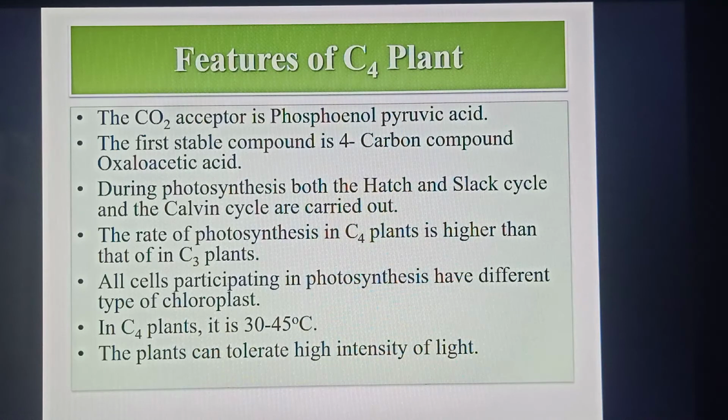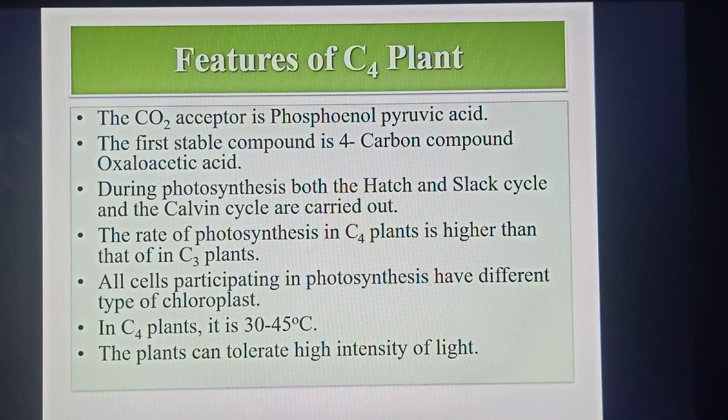Again, features of C4 plants: the carbon dioxide acceptor is phosphoenol pyruvic acid. The first stable compound is a 4 carbon compound. This is why it is called C4, the 4 carbon compound oxaloacetic acid. During photosynthesis, both the Hatch and Slack cycle and the Calvin cycle are carried out. The rate of photosynthesis in C4 plants is higher than that in C3 plants.